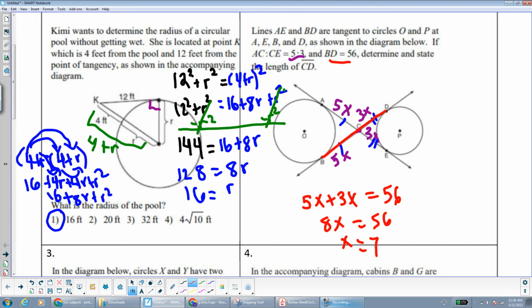We're not done because the question isn't asking for x, it's asking for the length of CD. So we do have to plug back in. CD is represented as 3x. So 3 times 7 equals 21. And we found that the length of CD is 21.